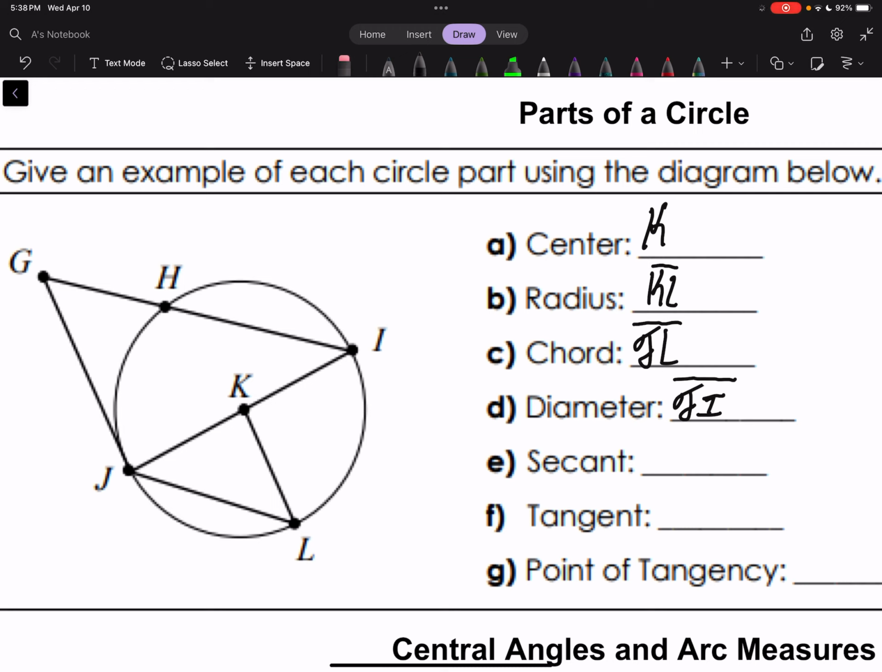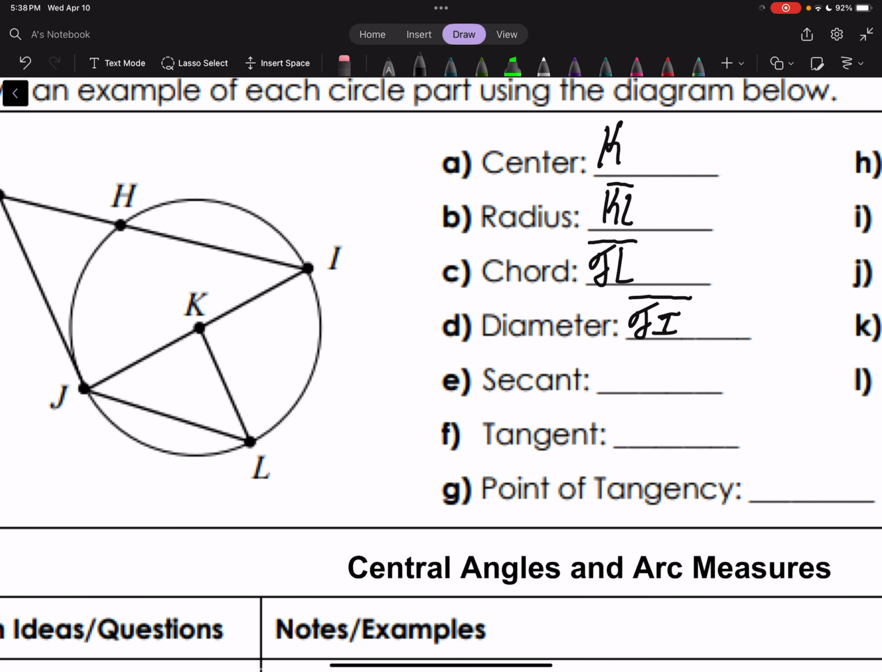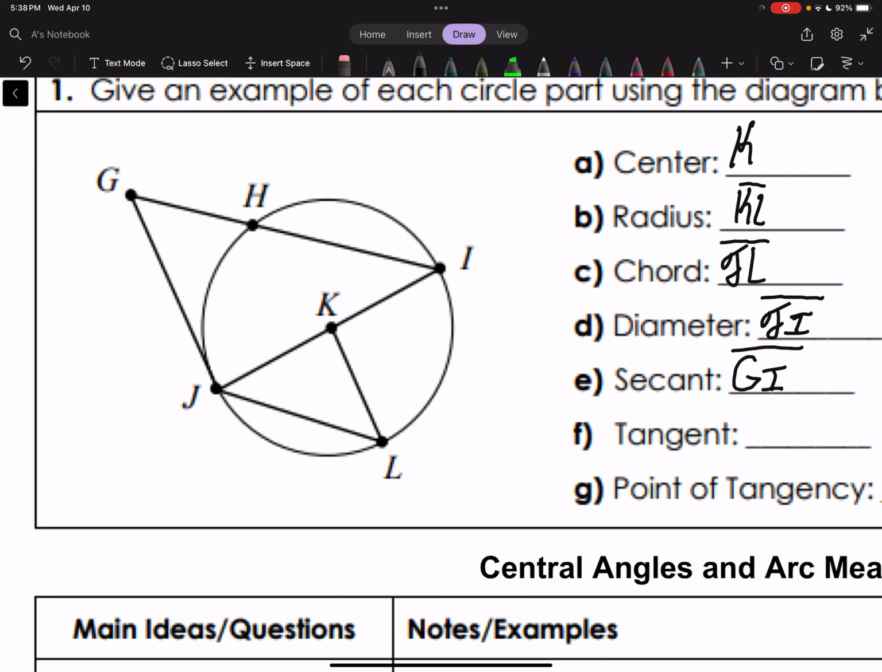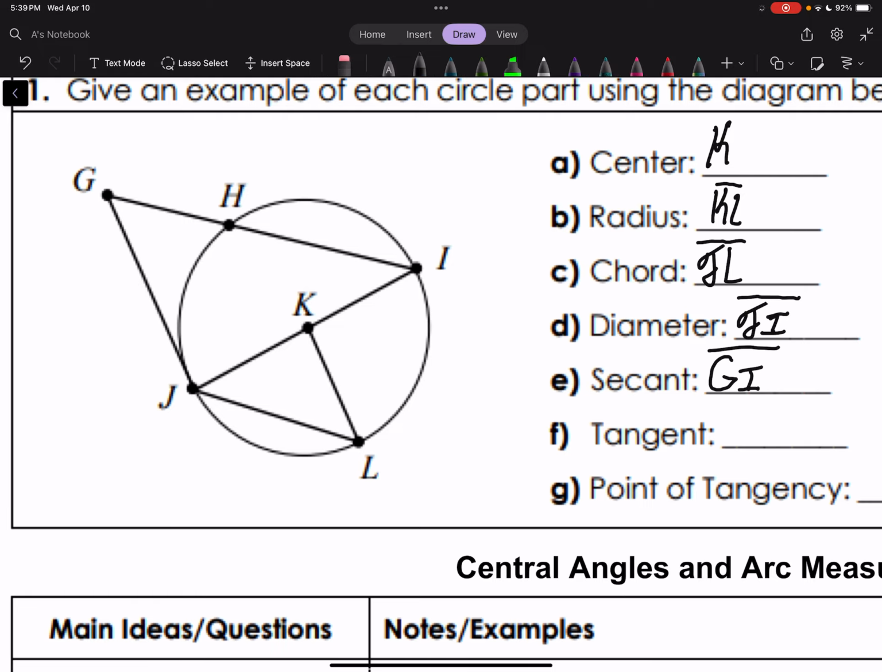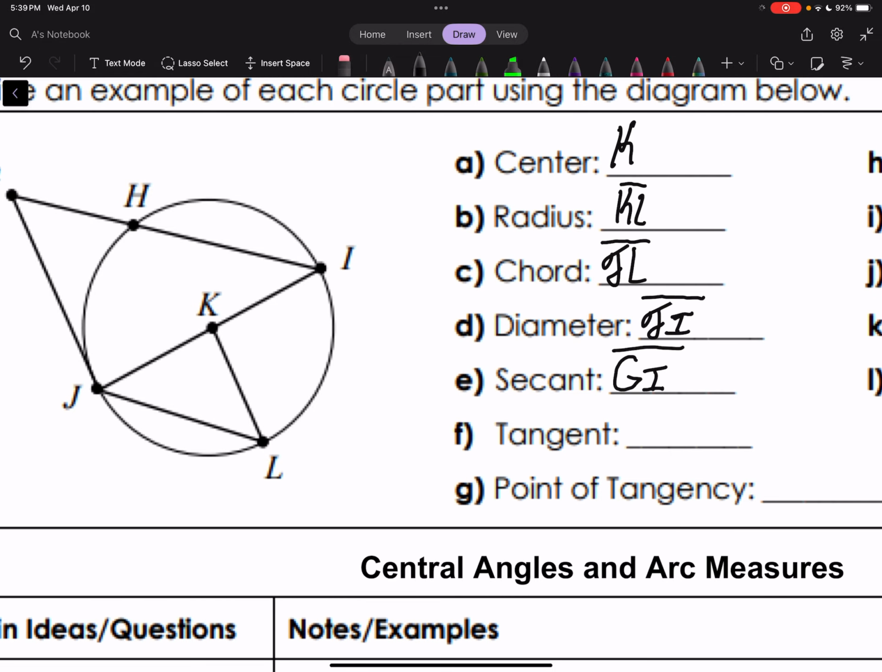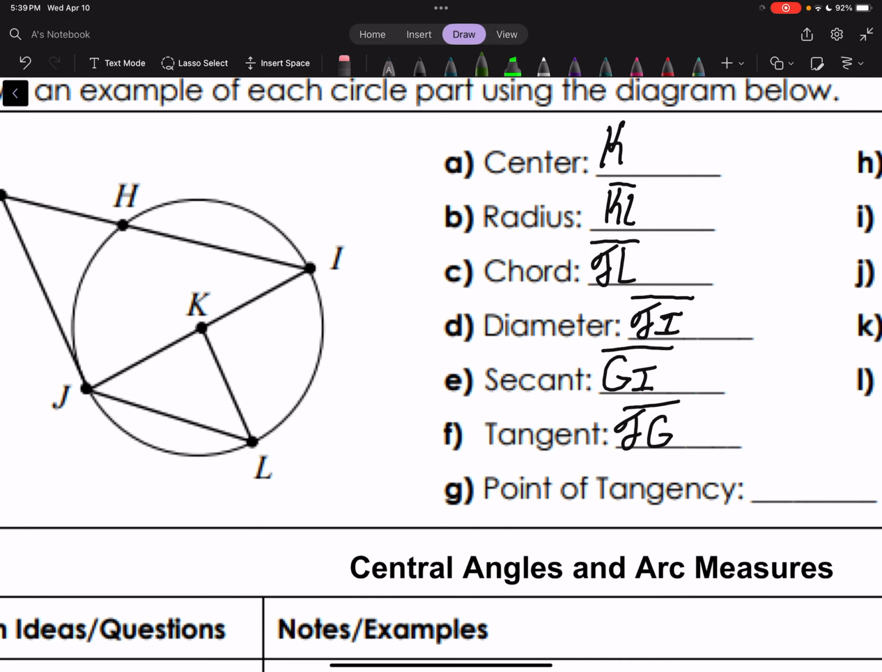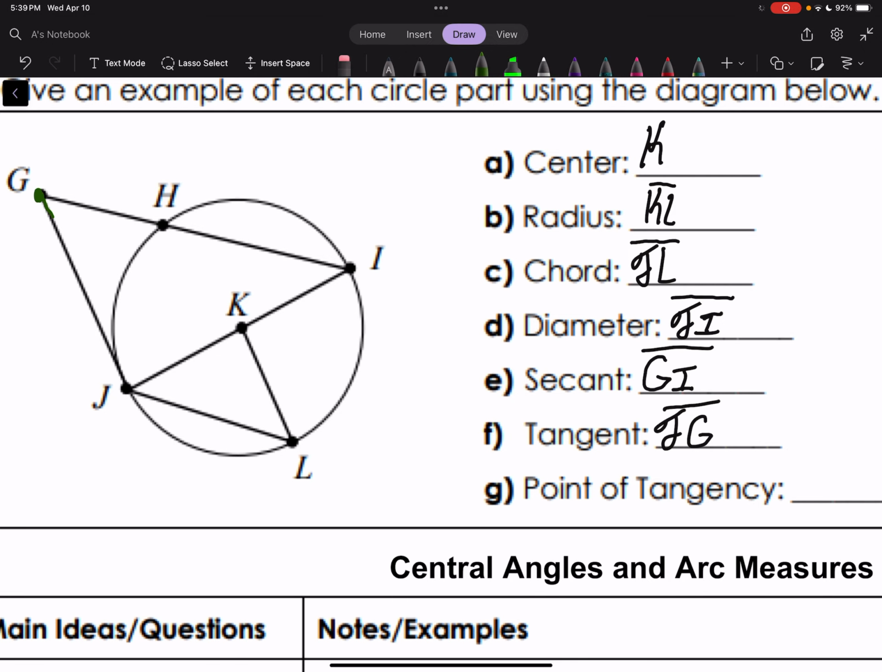We have a secant, GI, and notice that that is an outside point G with a line that goes through the circle and touches I. Whereas if you look at J to G, it is a tangent because this line is coming from an outside point and it is just going to touch the circle and bounce off. Well, not really bounce, it's just going to graze it, if you will.